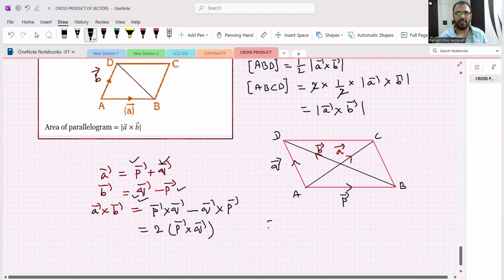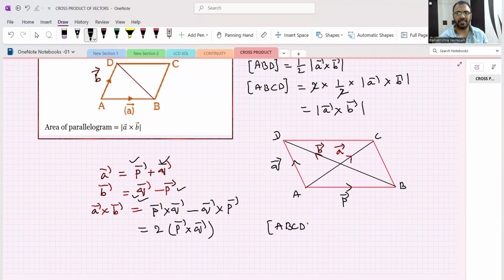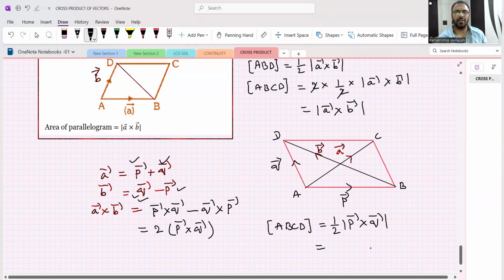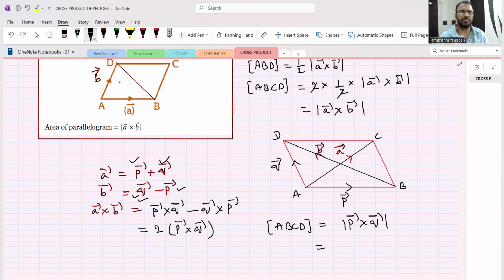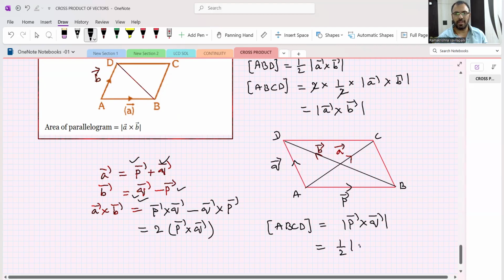What is the area of this parallelogram ABCD when adjacent sides are P bar and Q bar? Half into modulus of P bar cross Q bar. Sorry, there is no half at all. Just modulus of P bar cross Q bar. But this is nothing but half into modulus of A bar cross B bar.